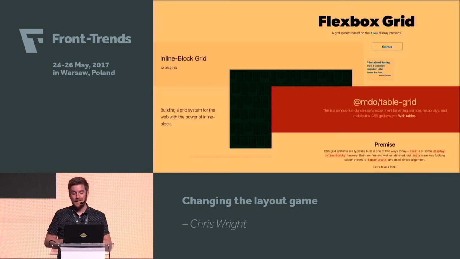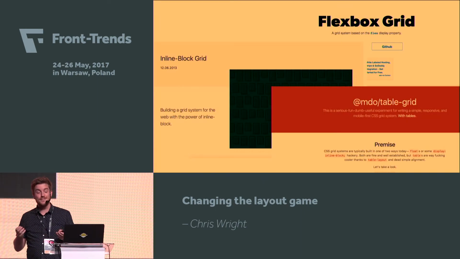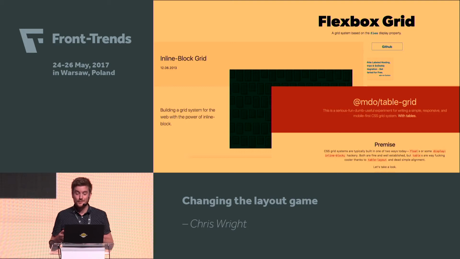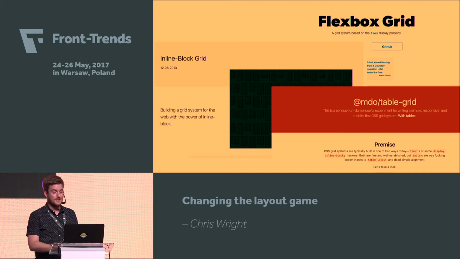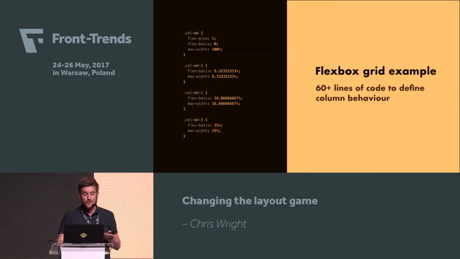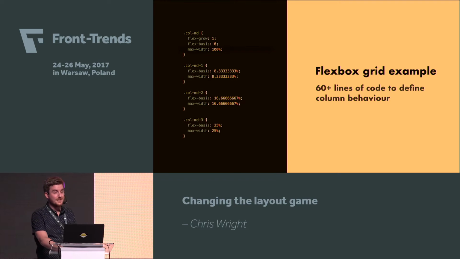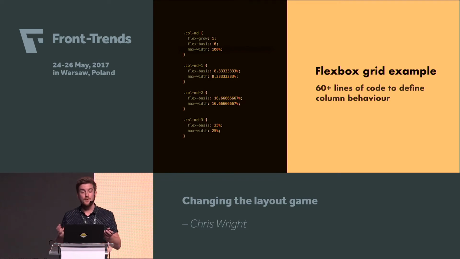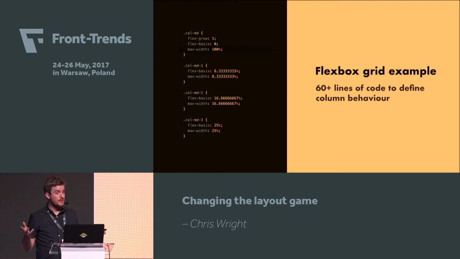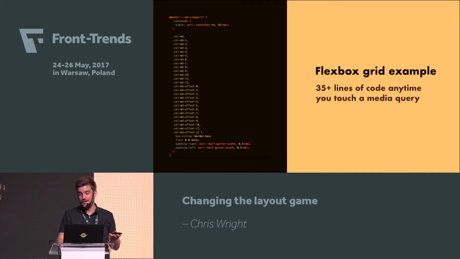All you need to do is look at how many different features have had grids built around them. Display table, inline block, floats, flexbox, they've all been shoehorned into grids. And if you take one of these grids apart, there are so many lines of code to manage simple things like how columns should behave, or what should happen when the content needs to take up more than one column, or what the gutter should look like. And if you want to touch that over a media query, there's another 35 lines of code.